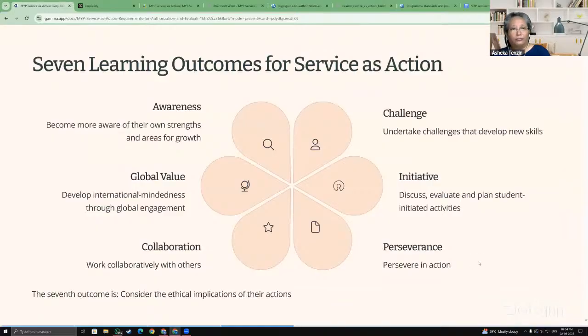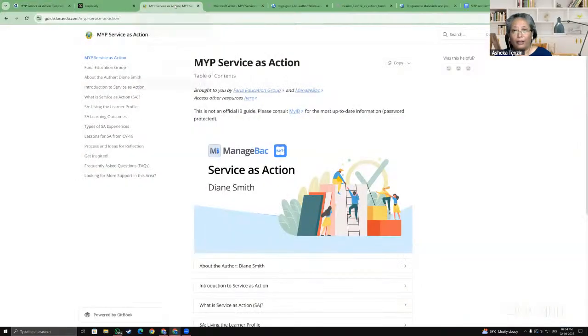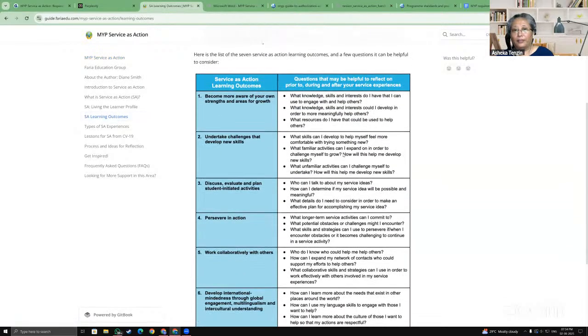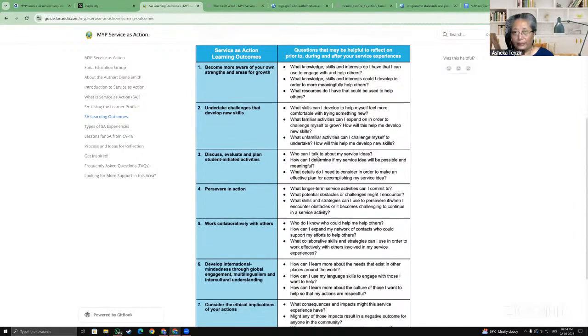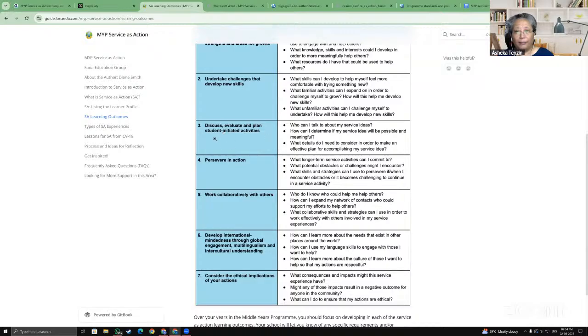Okay, so the 7 learning outcomes. If you want to have word to word service learning outcomes, then we have it here. Become more aware of your own strengths and areas of growth. So students will become more aware about their strengths and their areas of growth. Undertake challenges that develop new skills. What new skills can they learn during that activity? Discuss, evaluate, and plan student-initiated activities. I told you, student-initiated activities are also required.